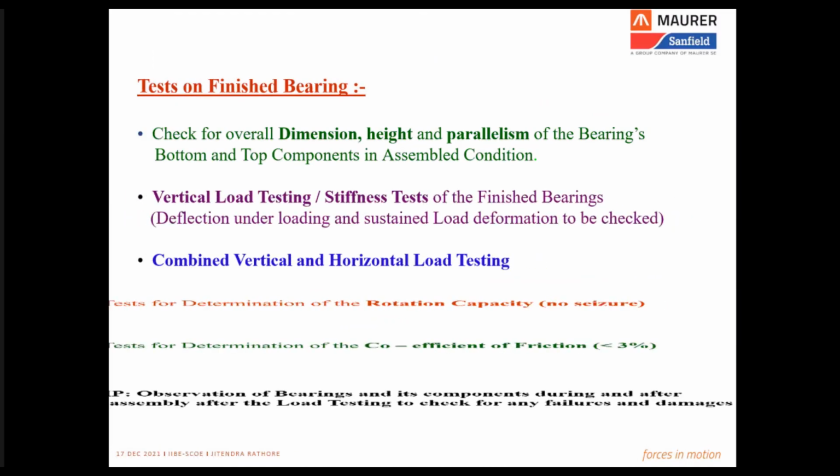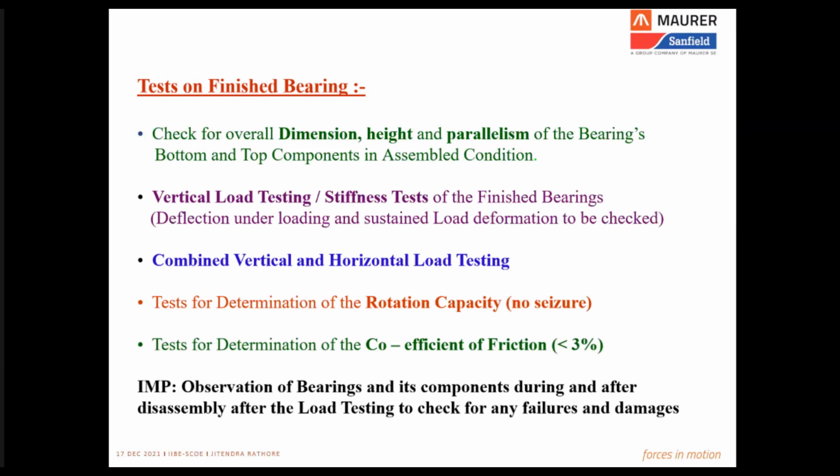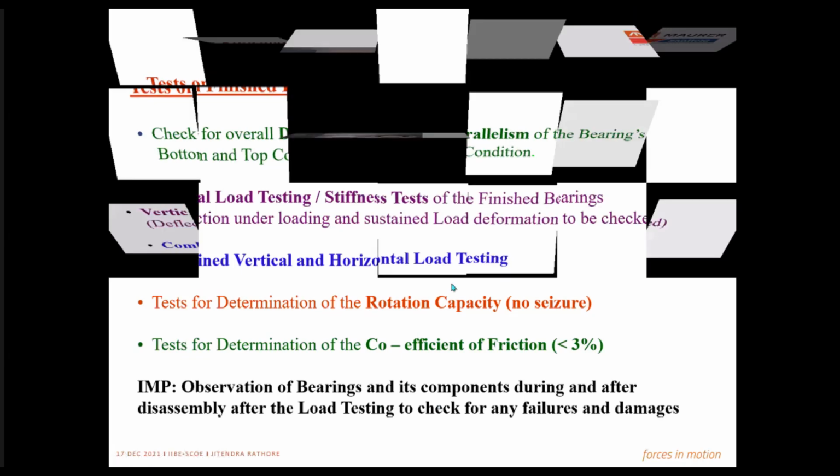When the bearing is finished, the code says that it has to be checked for the parameters of performance: the vertical load, horizontal force, whether it is able to offer the desired rotation, and what is the value of friction. All these parameters have to be verified by testing, full scale testing. And for this, test presses are used.